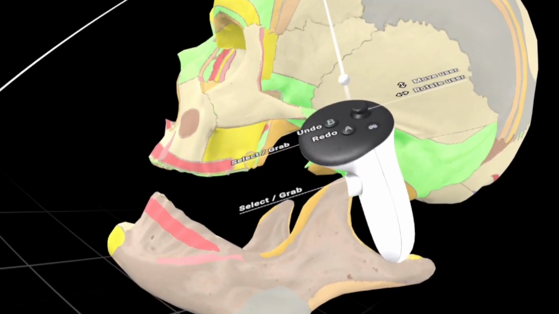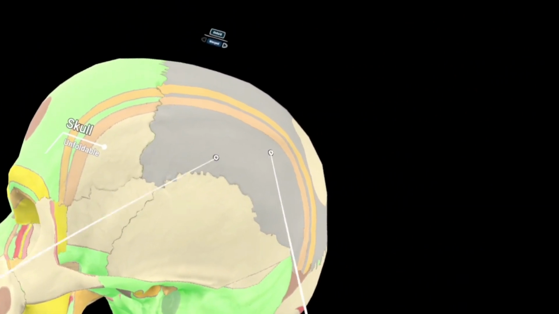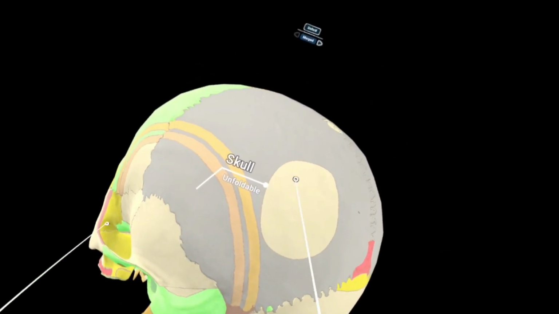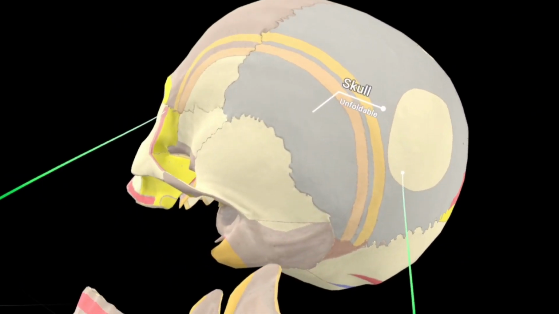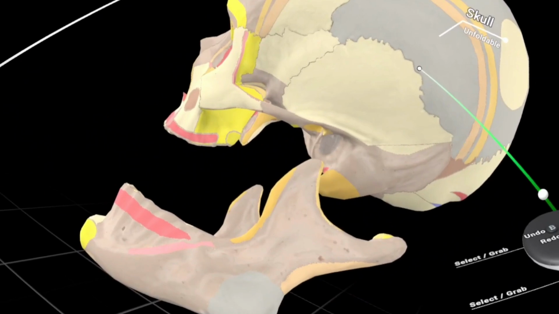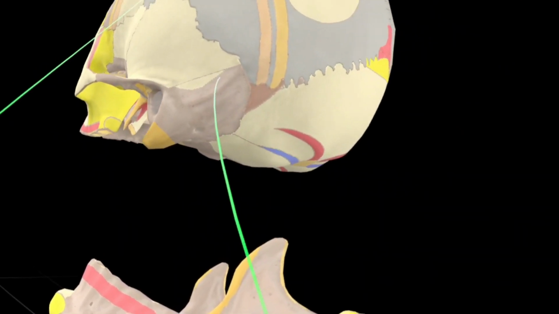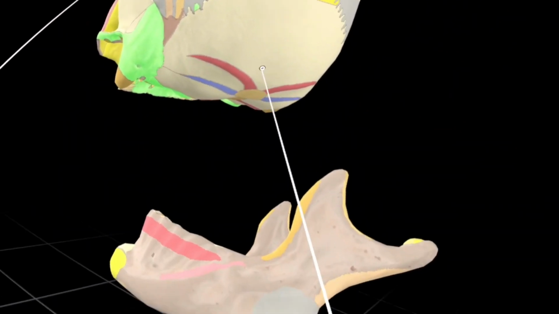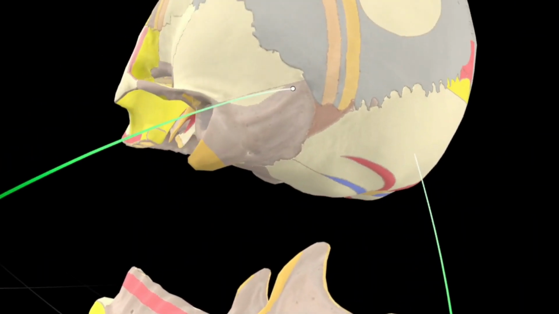So the frontal bone. Next one we're going to look at is the parietal bone. The parietal bone. Next we have the occipital bone. Occipital bone.